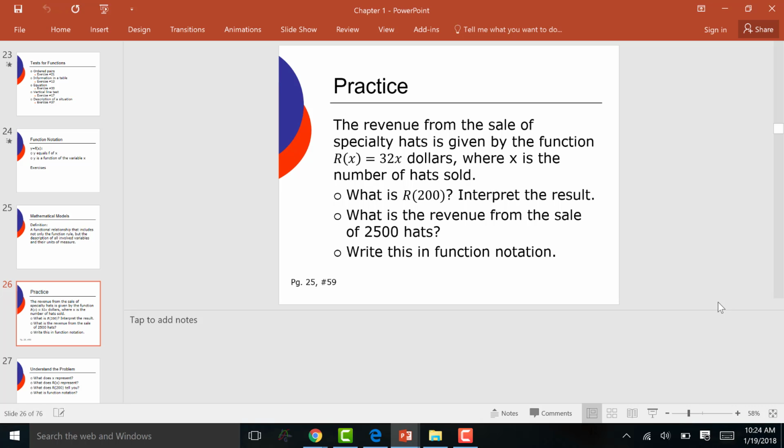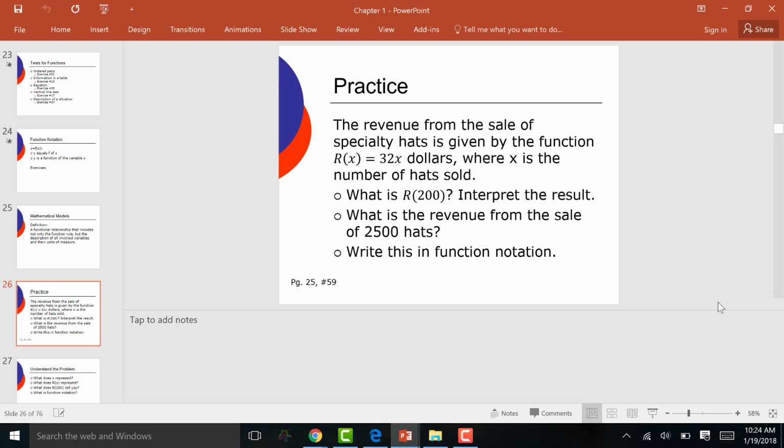Do I have a function or do I have an equation to work with? Yeah, I do. Alrighty, so can I call that equation R of X equals 32X? Yeah. So they gave you an equation to work with, so you've got to use whatever function they give you. Is there anything else that we need to know from this?